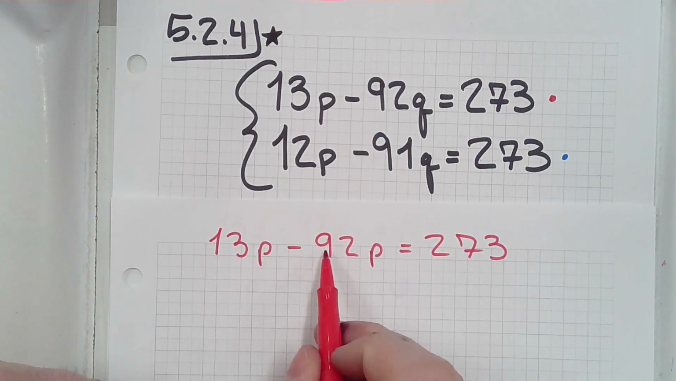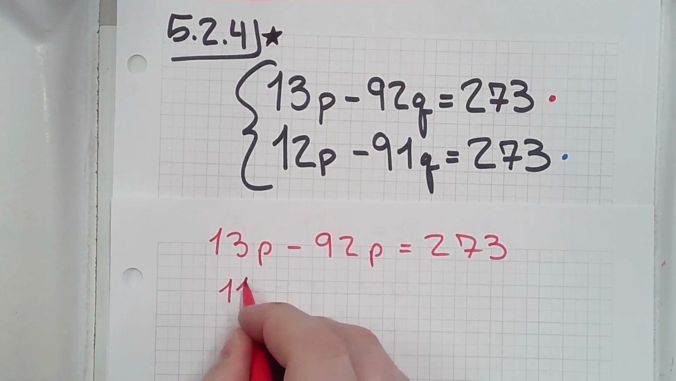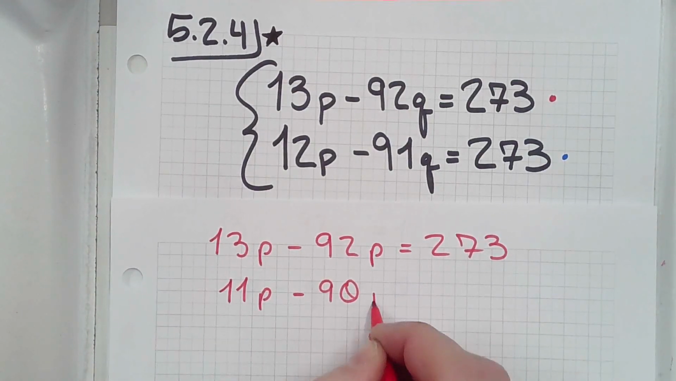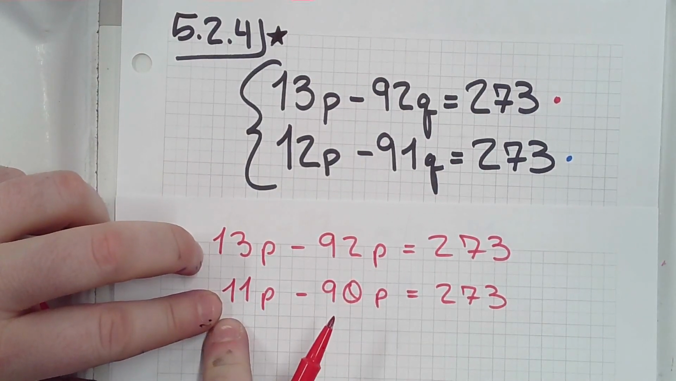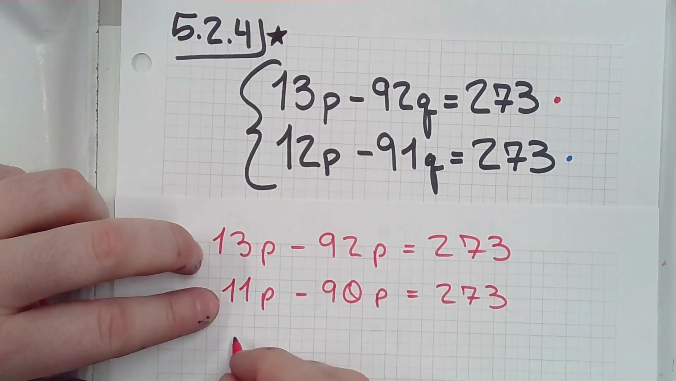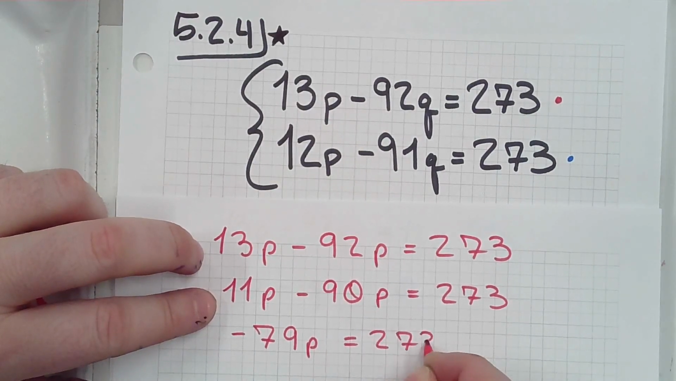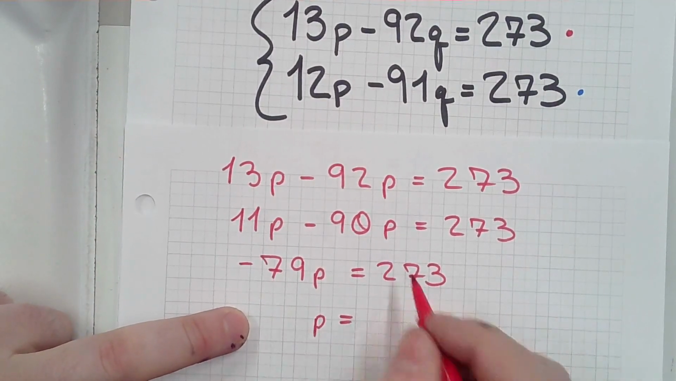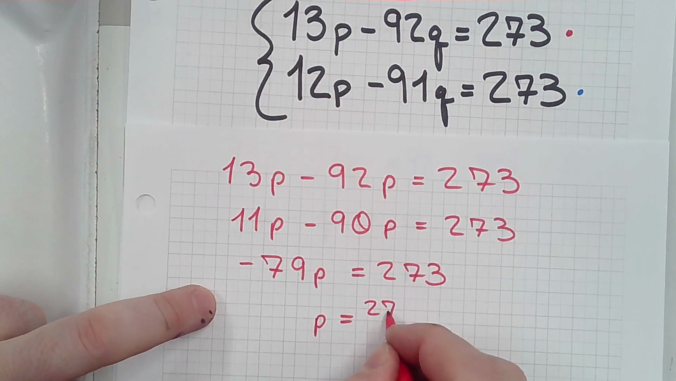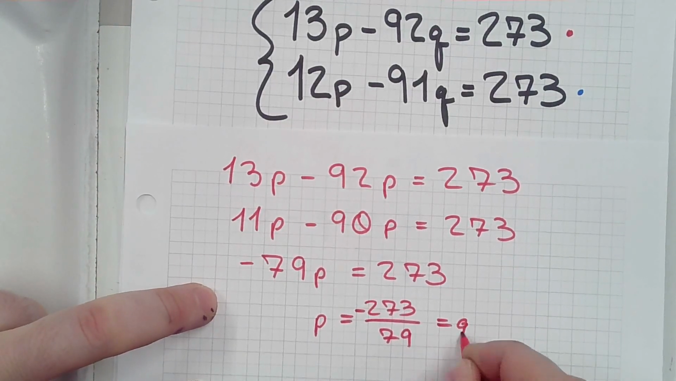So 13 minus 92. Well, 13 minus 2 is 11, right? So I can rewrite that as 11p minus 90p equals 273. And then if I subtract 90 from this, well, subtracting 90 from 10 gets me negative 80, but I got to put 1 back. So it looks like negative 79p equals 273. And while our answer is going to be gross, what do you times by negative 79 to get 273? It's this abomination.